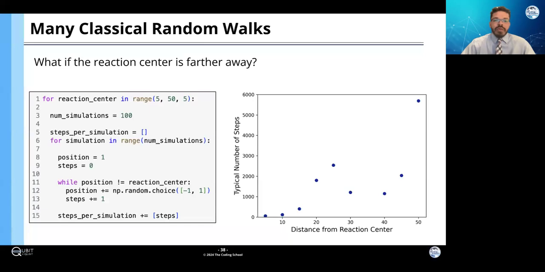Okay, so you can sort of look at it and say, as I increase the distance from the reaction center, it's going to take me more steps. That kind of makes sense.